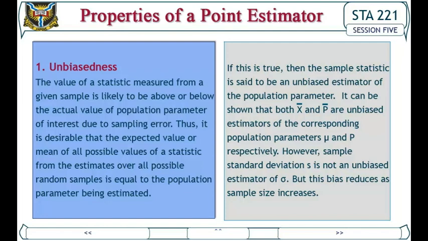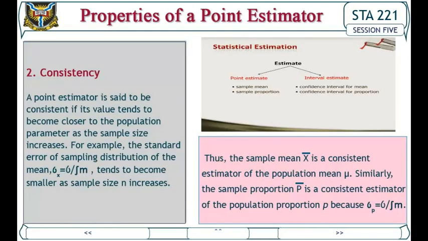It can be shown that both X bar and P bar are unbiased estimators of the corresponding population parameters mu and P respectively. However, the sample standard deviation S is not an unbiased estimator of the standard deviation, but this bias reduces as sample size increases. 2. Consistency. A point estimator is said to be consistent if its value tends to become closer to the population parameter as the sample size increases.